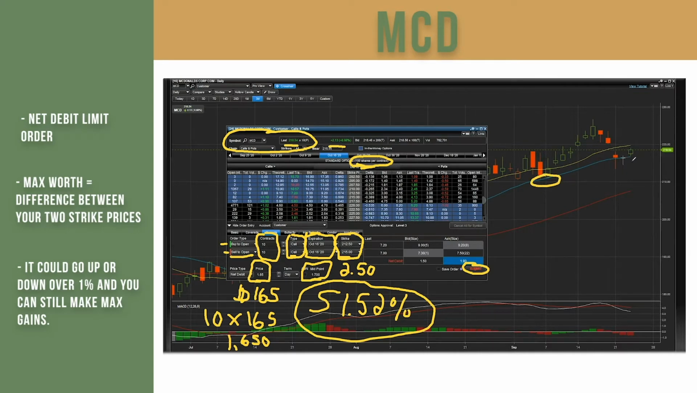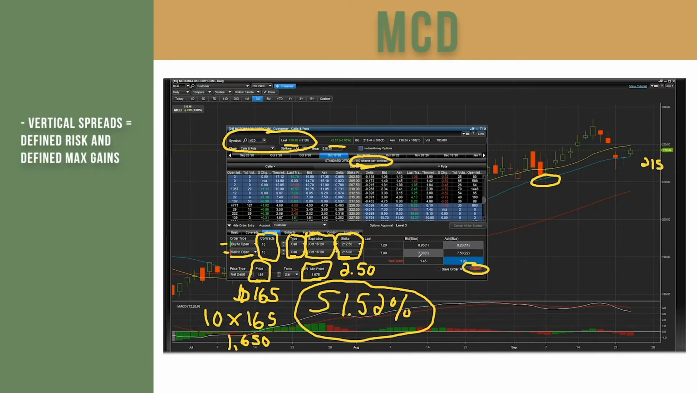So if we have a stop on this trade at about, let's say, 215. So that's the nice thing about trading vertical spreads. We have defined risk and defined max gain. We can't make any more than 51.52% on this trade if we're paying $1.65. That's whether it's at $215 a share at expiration, $216, $220. Even if it gets up to $500 a share, our max gain is going to be 51.52%.